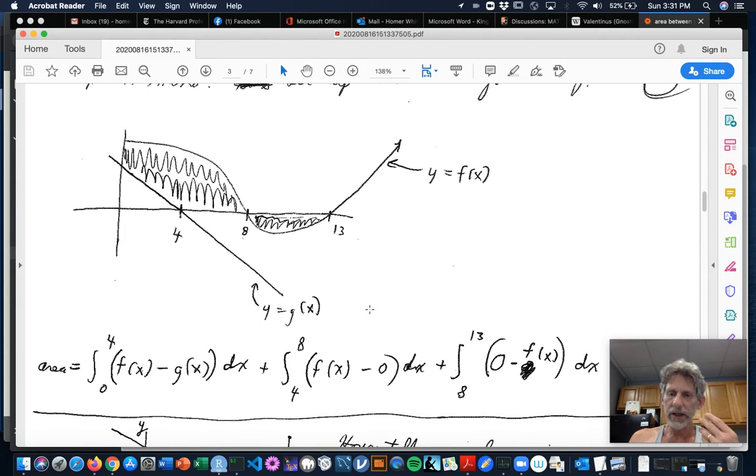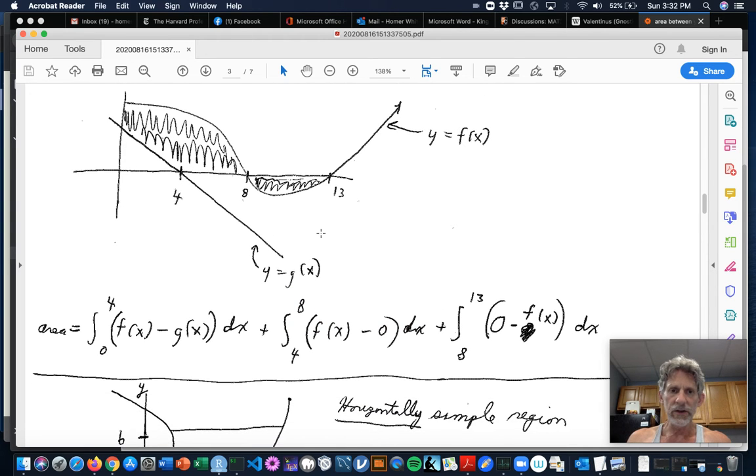And we want to find the area of that shaded region. How would you do it, thinking in terms of integrating across the x's, y top minus y bottom? Well, from 0 to 4, the y top is f of x. From 0 to 4, the y bottom is g of x. So you're going to need that integral. From 4 to 8, things change. The y top is f of x. The y bottom is the x-axis, where the y coordinate is 0.